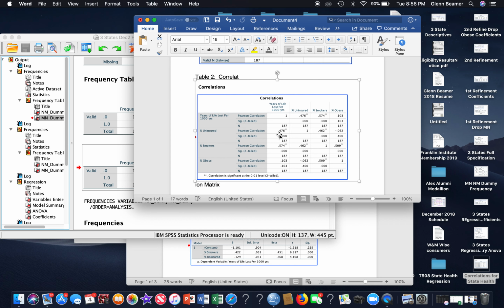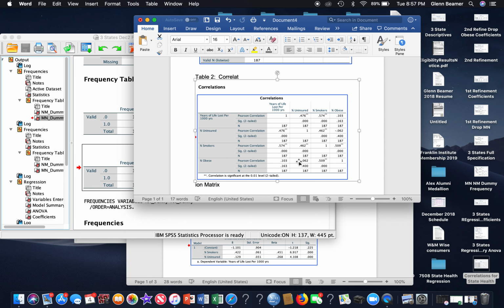So I see that my correlation between years of life lost and percent uninsured is 0.476. It's very systematic, as indicated by the 0.000 for the p-value. The percent of smokers is 0.574 for years of life lost. That's also systematic. And the least systematic, and also ironically, is the obesity rate. It's only at 0.13. It is not as systematic.